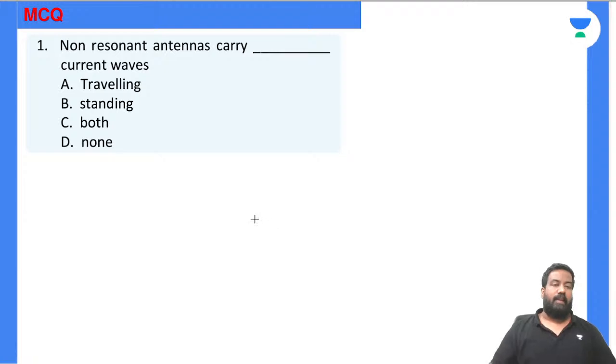Now, tell me this answer here. Non-resonant antennas carry dash current waves.